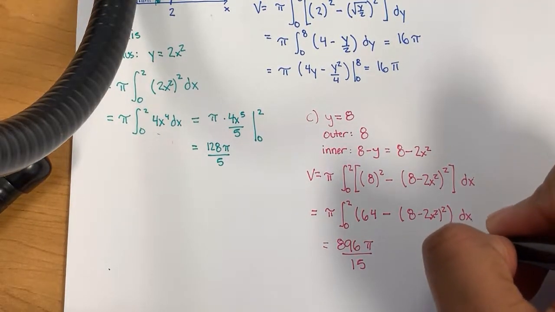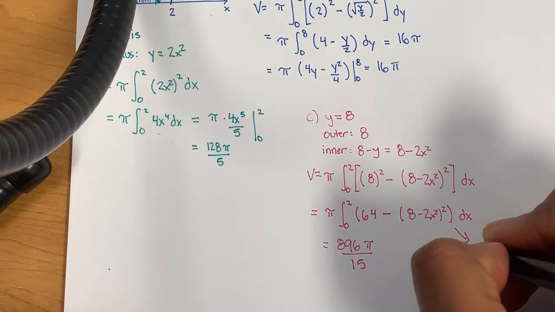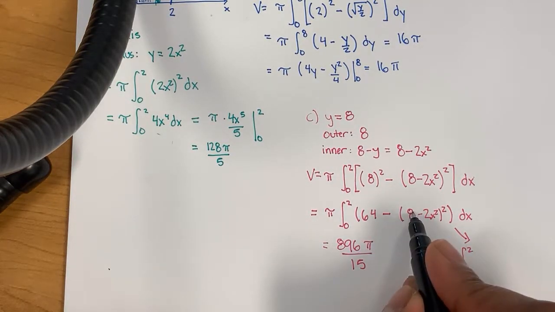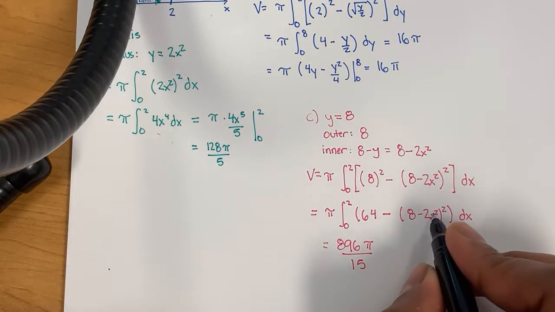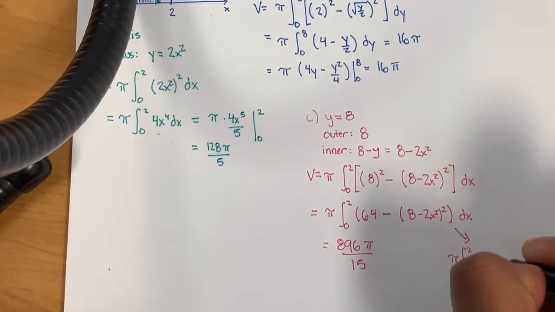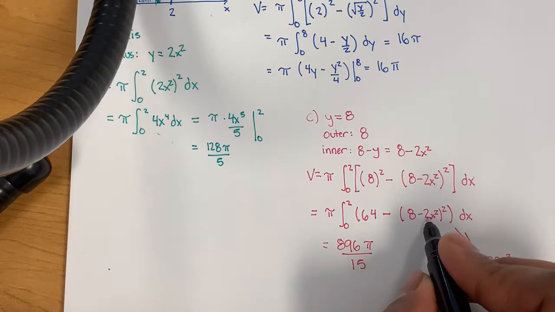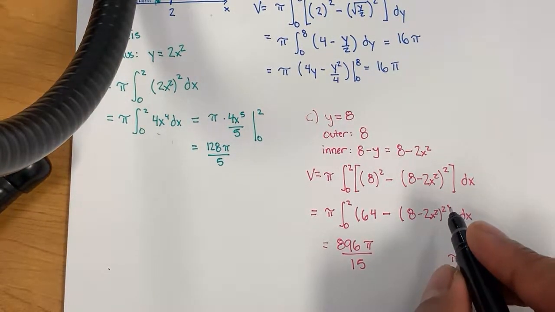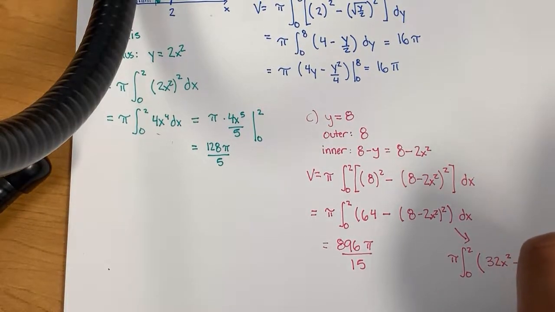So the way we could have worked this also is to expand this out, and we would have gotten pi times the integral from 0 to 2. So 8 squared is going to be 64. So this 64 and this 64 cancel. So we're left with negative 16x squared times 2, so 32x squared, and then negative (2x squared) squared is going to be positive 4x to the fourth, and then we distribute a negative, so minus 4x to the fourth dx.